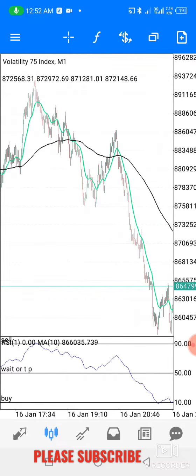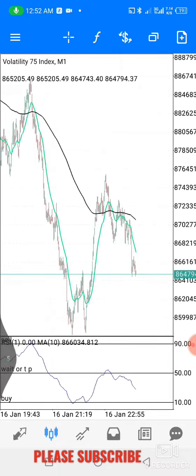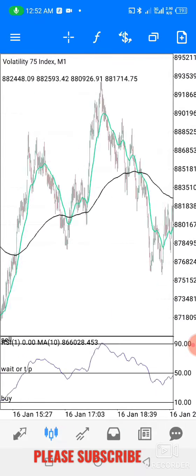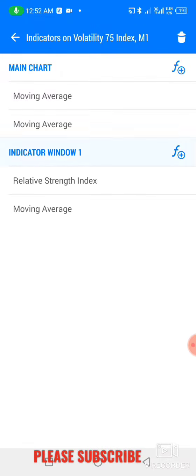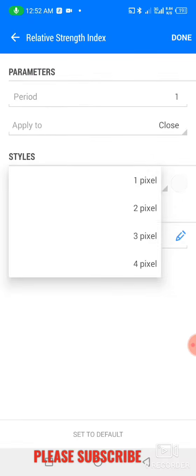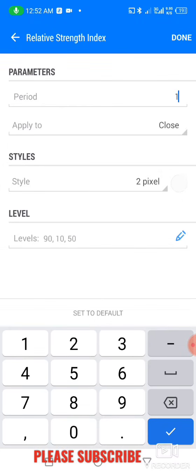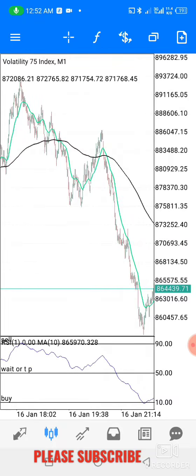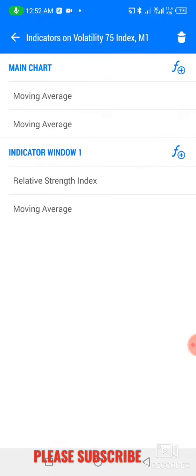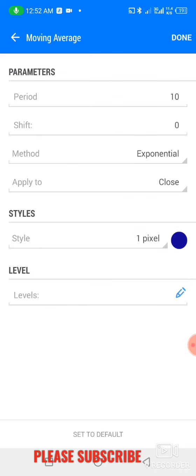First of all, you really need to set this indicator window. This indicator window 1. You don't need the indicators on the main chart. The indicator window 1, you just see it here. You need the Relative Strength Index. These are the settings, and then inside the Relative Strength Index you need a moving average 10, which is the exponential moving average.